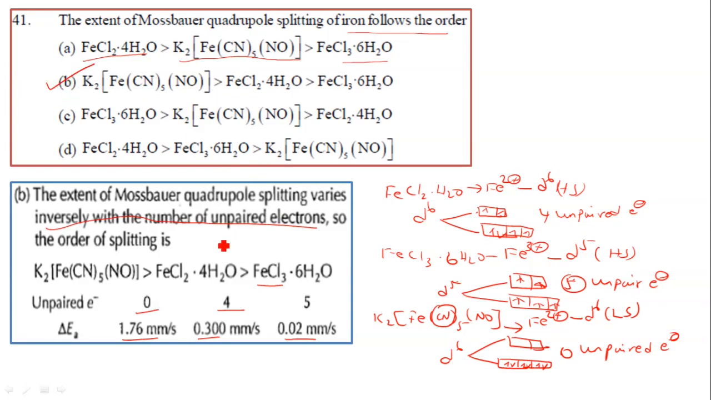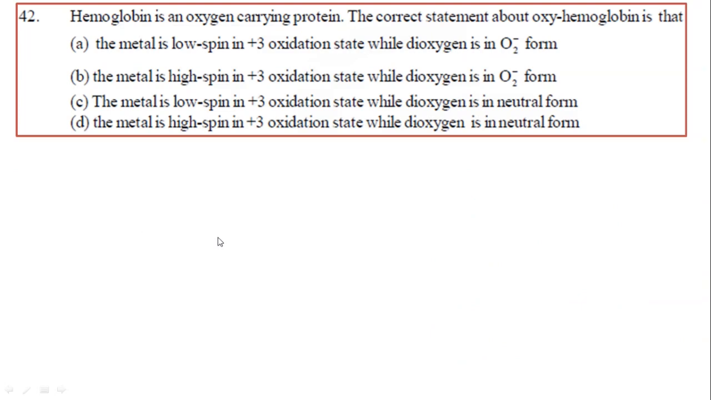Next question. Hemoglobin is an oxygen carrier protein. The correct statement about oxyhemoglobin: the metal is Fe3+ oxidation state with low spin, and while binding, the dioxygen is in O2⁻ form. Second option, metal is high spin with +3 oxidation state, dioxygen in O2⁻ form. Metal is low spin with +3 oxidation state, dioxygen is neutral. Metal with high spin +3 oxidation state with neutral dioxygen.